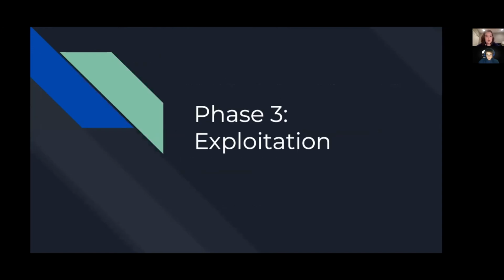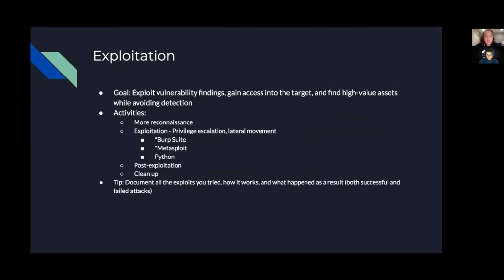So in the third phase, exploitation, you want to try to gain unauthorized access into your target by exploiting vulnerabilities to achieve privilege escalation and lateral movement. With access to a privileged account, you can find high-value assets and controls, but avoid getting detected by cleaning up your traces.